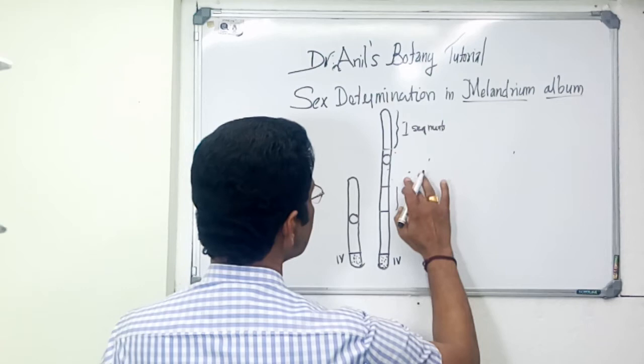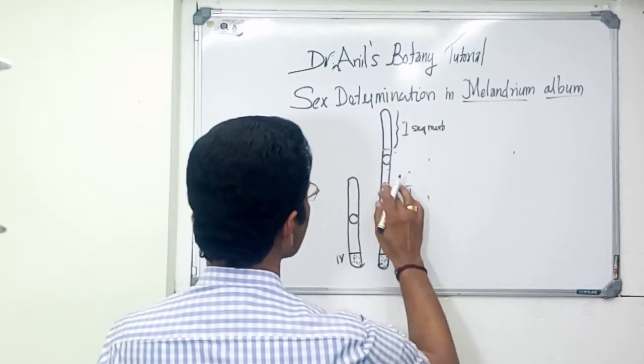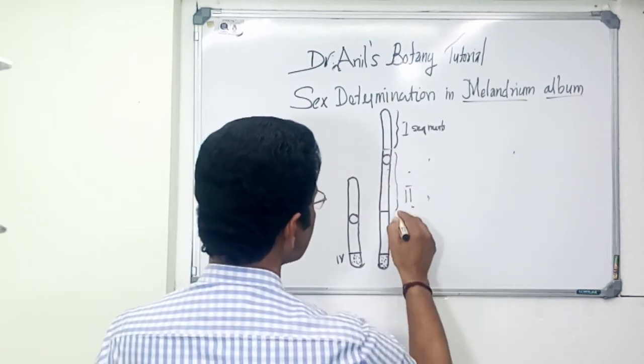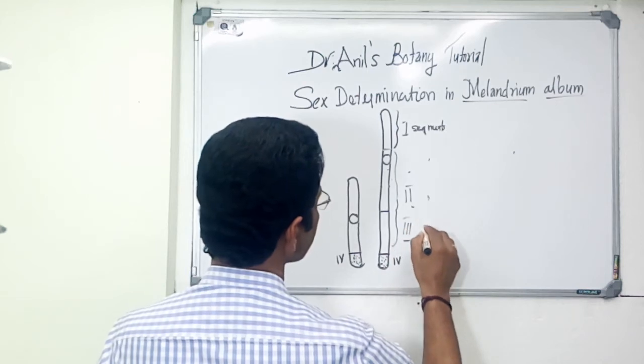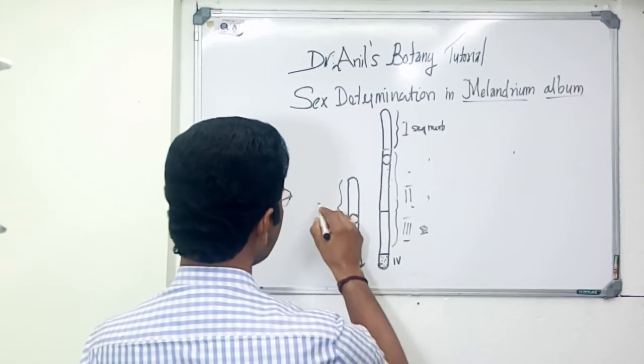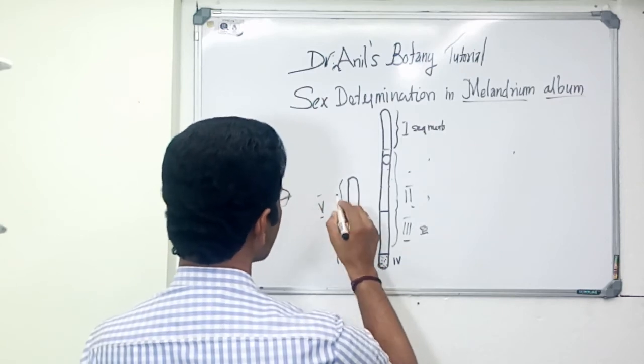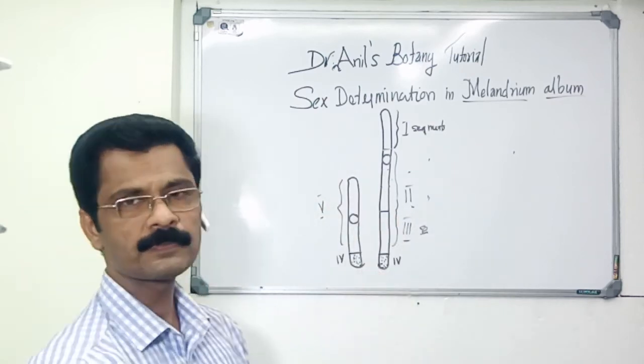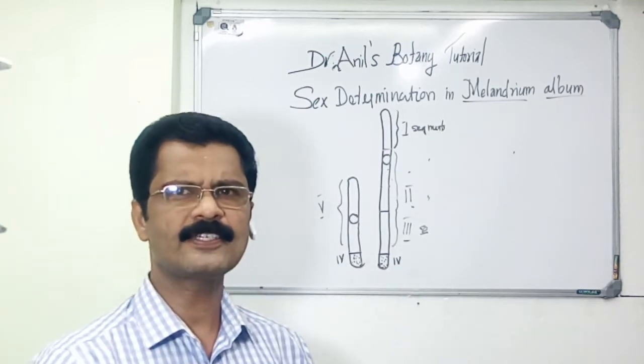This is the second segment. This is the third segment. This is the fourth segment that is common. And this is the fifth segment. In these two chromosomes, five segments are recognized.